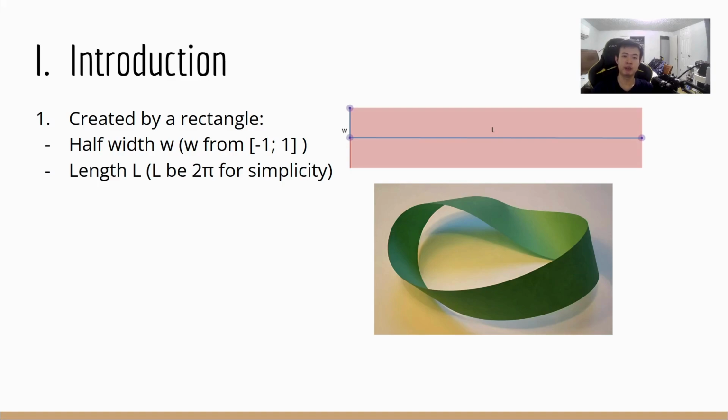So first of all, here's a strip of paper of length L and half width W. You hold the strip by its ends. Then you give one end a half twist of 180 degrees. Then you tape those ends together to form a loop. So there we go. Here's our Mobius strip.